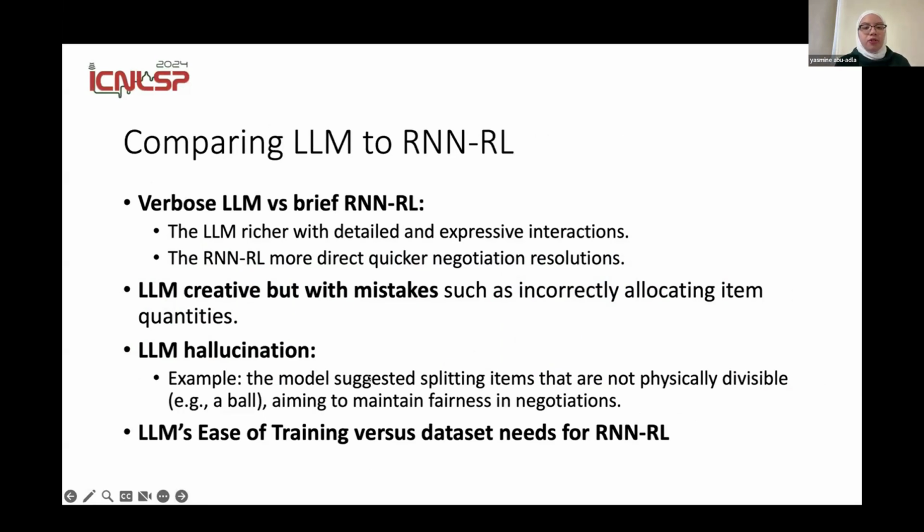And the LLM did experience some hallucination, which Professor Gerard already talked about, where it suggested splitting items that were physically indivisible, such as splitting a ball in half to maintain fairness in negotiation. However, the LLM does have an edge here where it's easier to train given the zero-shot prompting approach versus the need of a data set in the RNN-RL approach.